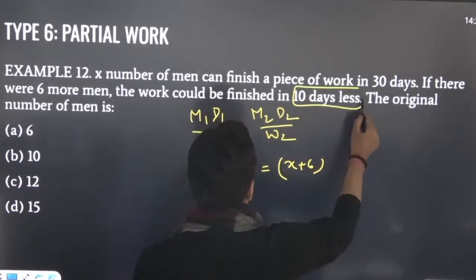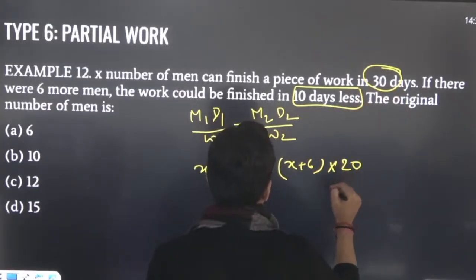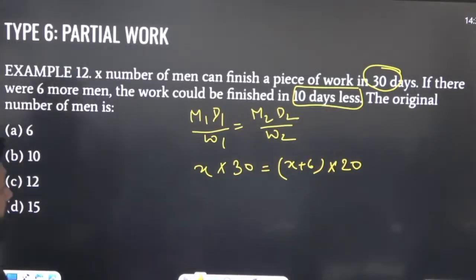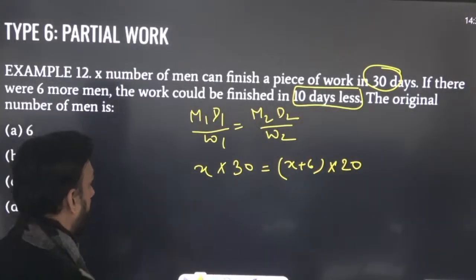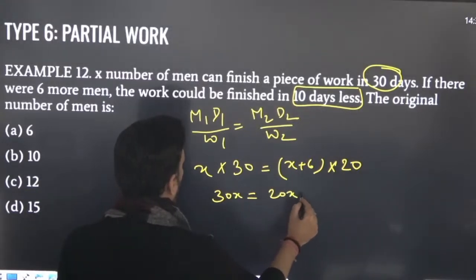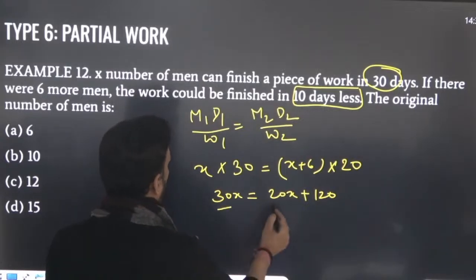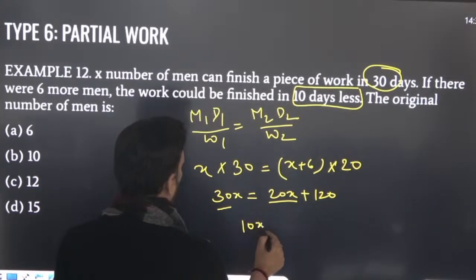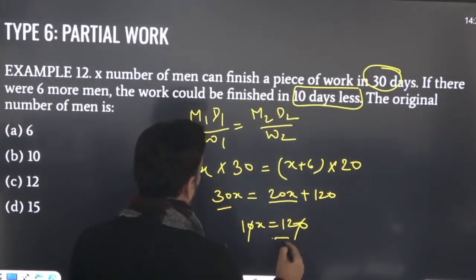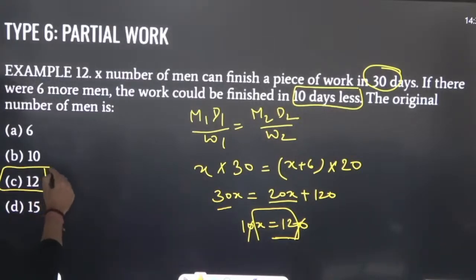10 days less will be taken. How many were being taken earlier? 30 days. 10 days less means 20 days. Original number of men we have to find. We have to just solve this. This will be 30x equal to 20x plus 120. This 20x will come this side. This will be 10x. 0 will cancel this. X is 12. The answer is option.